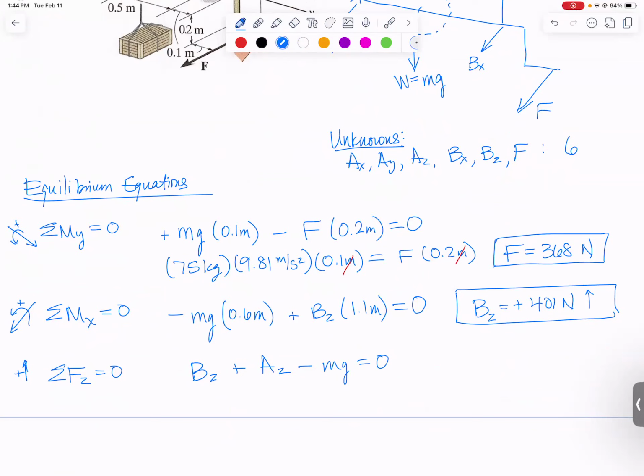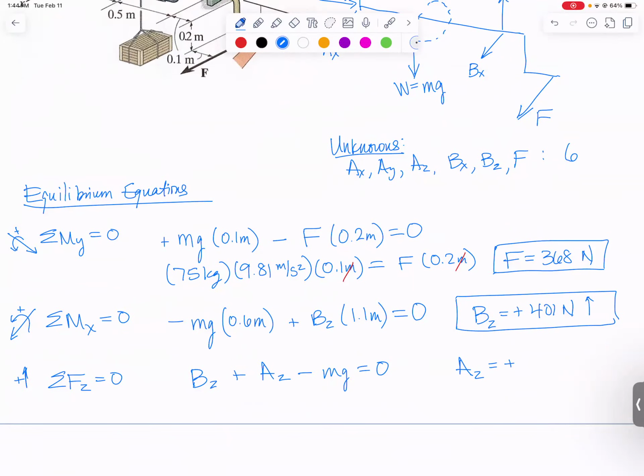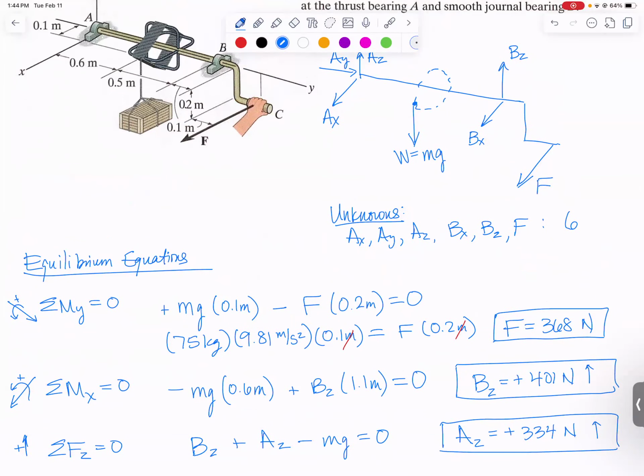So solving for that, we end up getting that AZ comes out to be plus 334 newtons, which means I drew it in the right direction on my diagram. It does, in fact, act upward. We've got one more moment equation we can use that we haven't used yet. So why don't we use that and see if that'll help us get another one of our unknowns.